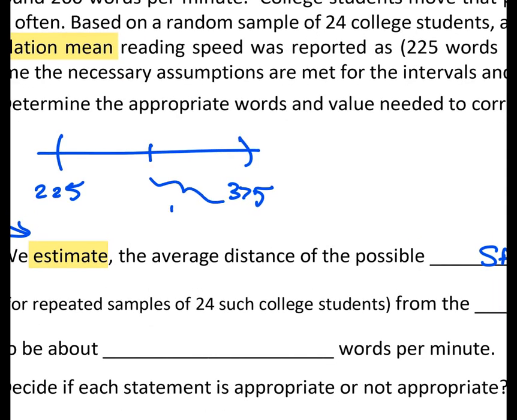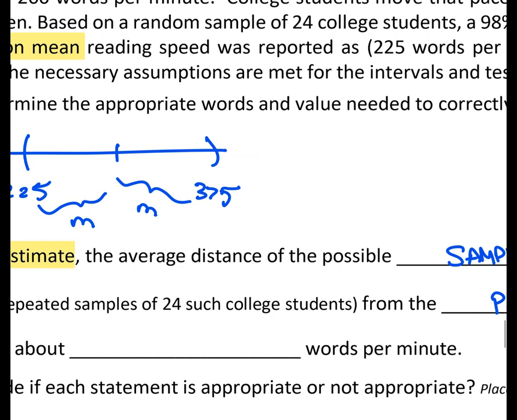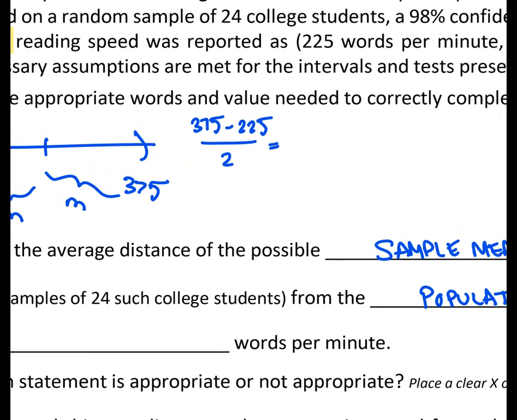the half width of our interval because we know each confidence interval is made up of two margins of error. So to find the half width, we'll simply take 375 minus 225 and divide by 2. This gives us a value of 75. So now we know that our margin of error is equal to 75.